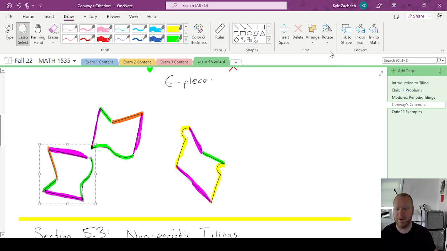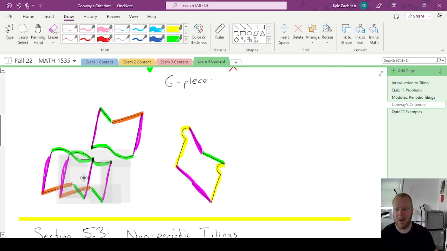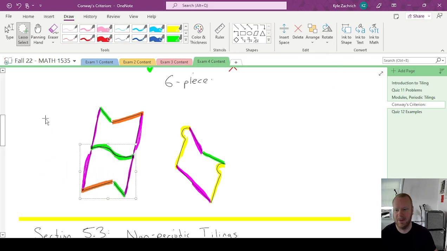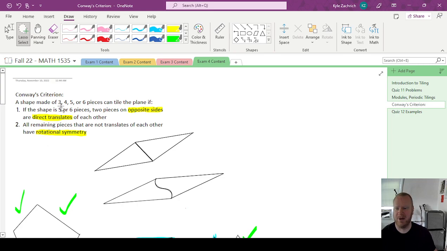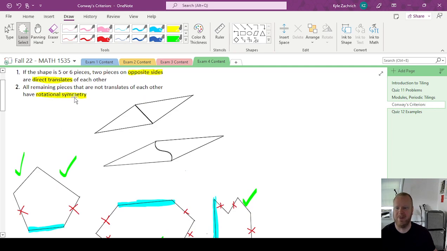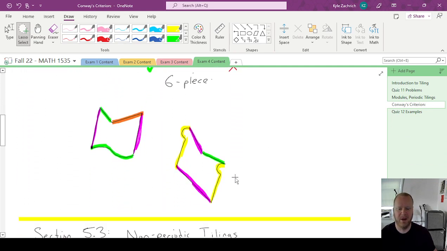flip that over, right? And that will fit back into the shape like that, right? So yeah, this one satisfies everything in Conway's Criterion. It's 5 pieces. The opposite sides are direct translates of each other, and all the remaining pieces have rotational symmetry. Same thing with this one over here.